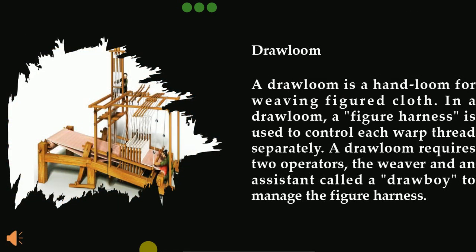Draloom. A draloom is a hand loom for weaving figured cloth. In a draloom, a figure harness is used to control each warp thread separately. A draloom requires 2 operators, the weaver and an assistant called a draboy, to manage the figure harness.